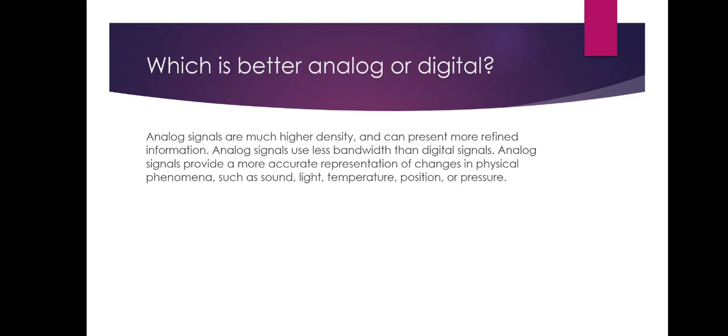Which is better, analog or digital? Analog has a much higher density and can represent more refined information. Analog signals use less bandwidth than digital. Analog signals provide a more accurate representation of changes in physical phenomena such as sound, light, temperature, position or pressure.